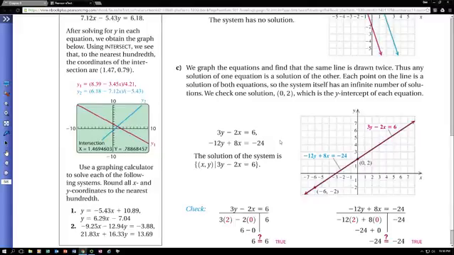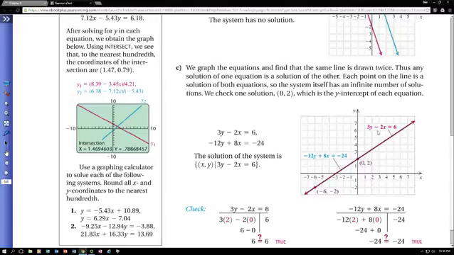Another thing that can happen is that they are really the same equation, or an equivalent equation. It's an equation that has exactly the same solutions, like this one: 3y minus 2x equals 6, and -12y plus 8x equals -24. If you graph these two lines, you'd find out they're just exactly the same line expressed a different way.